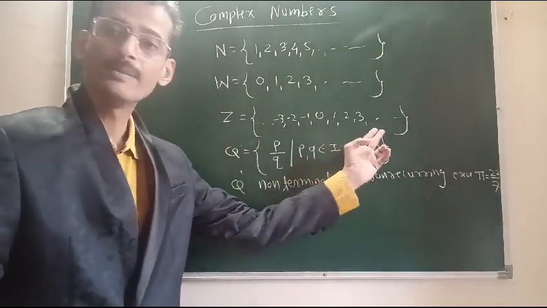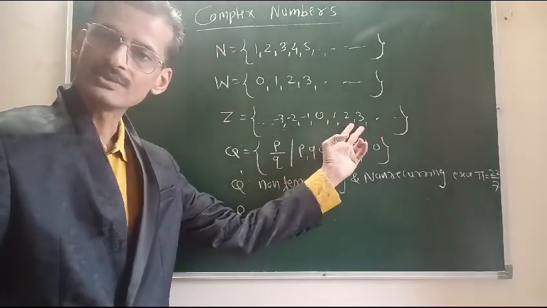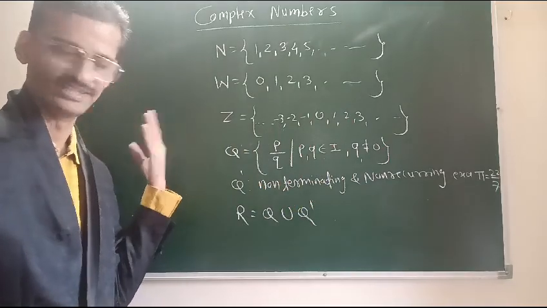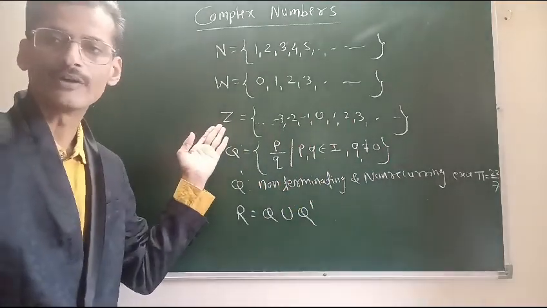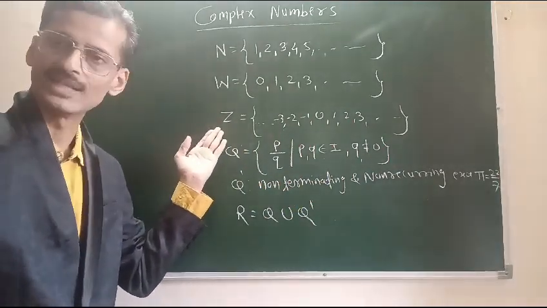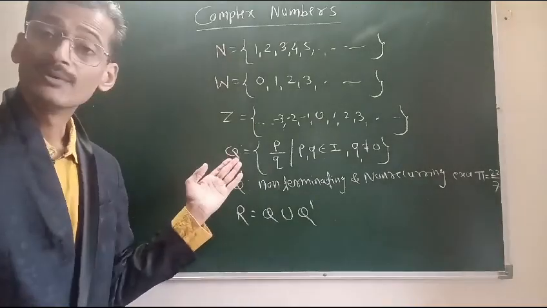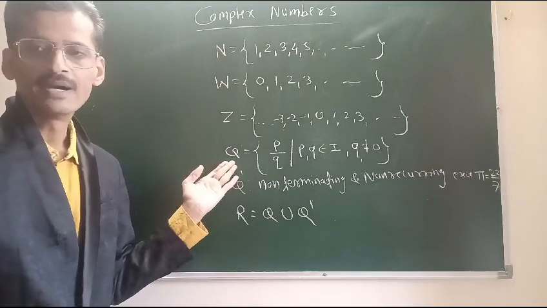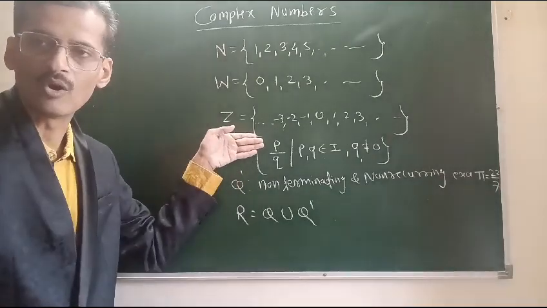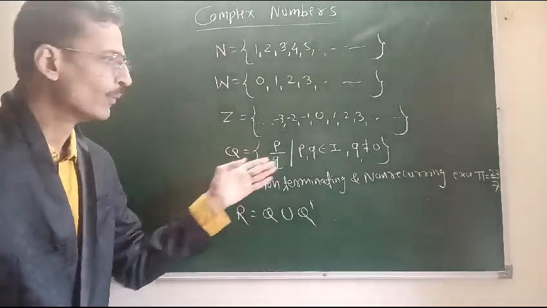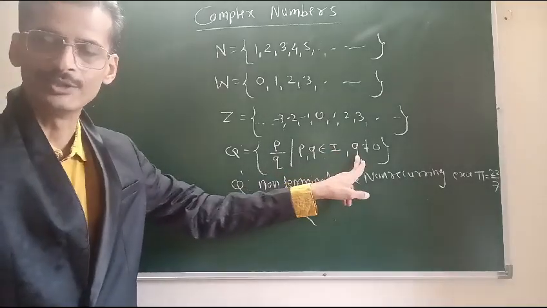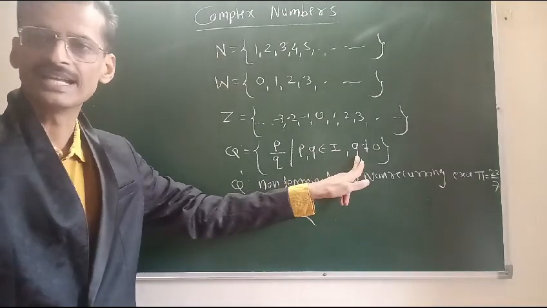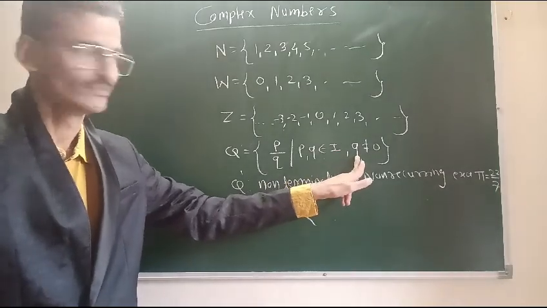Next, with these whole numbers, when we add negative numbers, minus 1, 2, 3, 4, tending to infinity, that becomes what? The set of integers, which we write as Z or I. Now the next set of numbers is rational numbers: numbers which we write in the form p upon q, where q is not equal to 0, because if we write something upon 0, then that number is not defined.